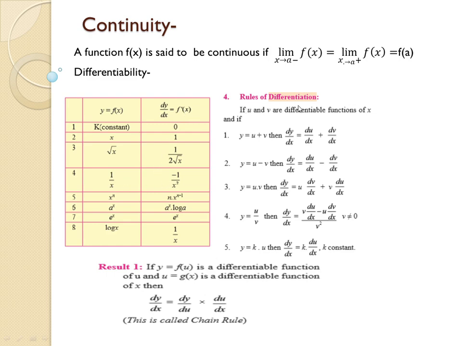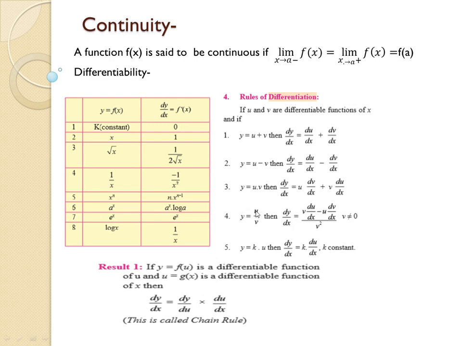Next, rules of differentiation. If u and v are differentiable functions of x, then y is equal to u plus v. Then dy by dx is equal to du by dx plus dv by dx, means addition of two functions. If y is equal to u minus v, then dy by dx is equal to du by dx minus dv by dx. If y is equal to u into v, means product of two functions, then their derivative is calculated as dy by dx is equal to u into dv by dx plus v into du by dx.